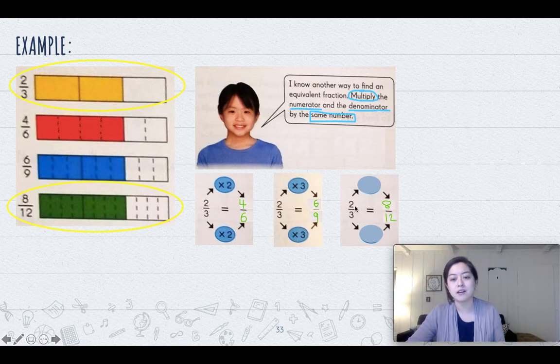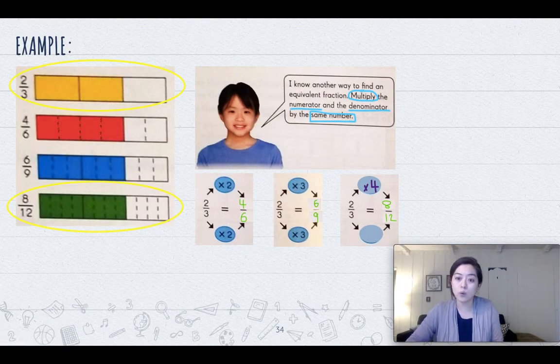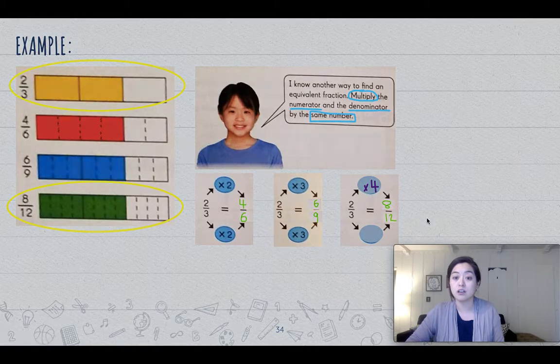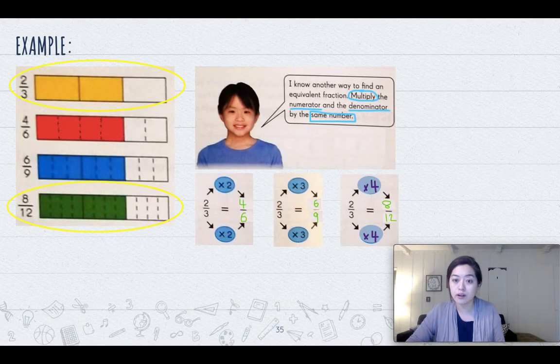Let's see. 2 times what gets you 8? Oh, it's 4. 2 times 4 gets you 8. Let's look here in the denominator. 3 times what gets you 12? 3 times 4 gets you 12. Look, we multiply the numerator by 4 and the denominator by 4, and we got 8/12.